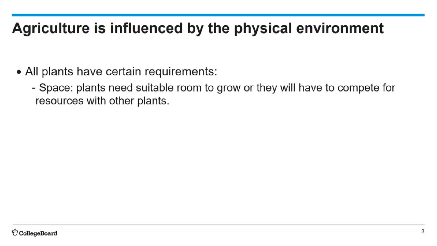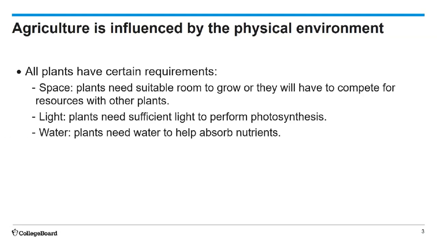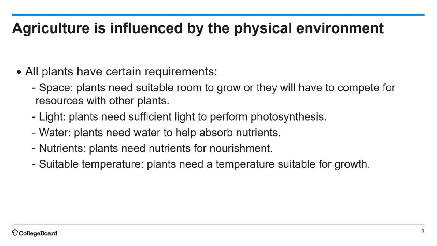First of all, plants need space. They need suitable room to grow, or they'll have to compete for resources with other plants. Secondly, they need light. Plants need sufficient light in order to perform photosynthesis. Plants need water to help absorb nutrients like phosphate and nitrogen. And plants need their nutrients like phosphate and nitrogen for their nourishment so that they can grow. Lastly, plants need a suitable temperature so that they can grow their best.